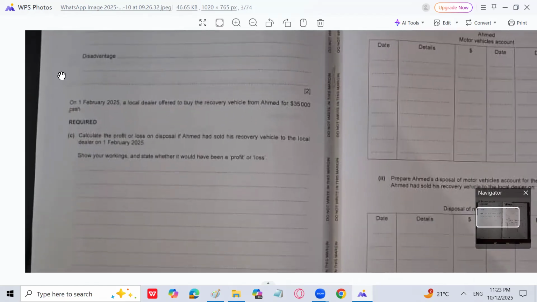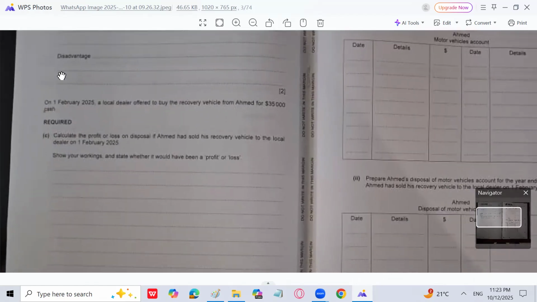On 1st February 2025, a local dealer offered to buy the recovery vehicle from A.C.M.A for 35,000 cash. Calculate the profit or loss on disposal if A.C.M.A had sold the recovery vehicle to the local dealer on 1st February. Show your working and state whether it would have been a profit or loss.